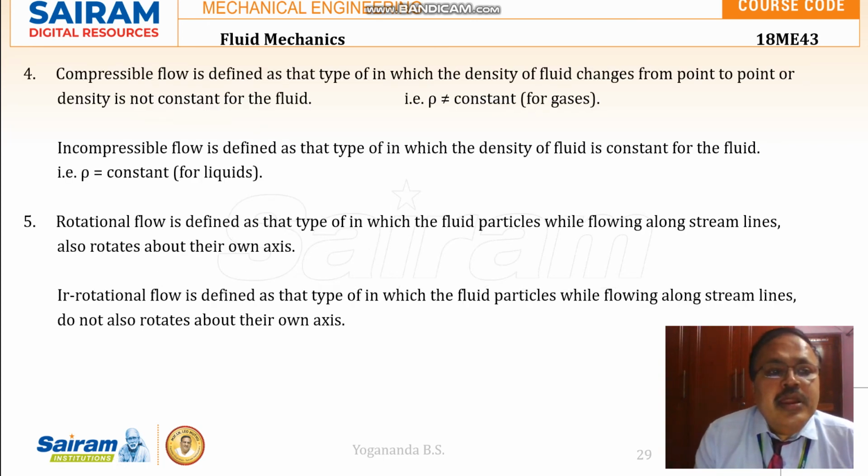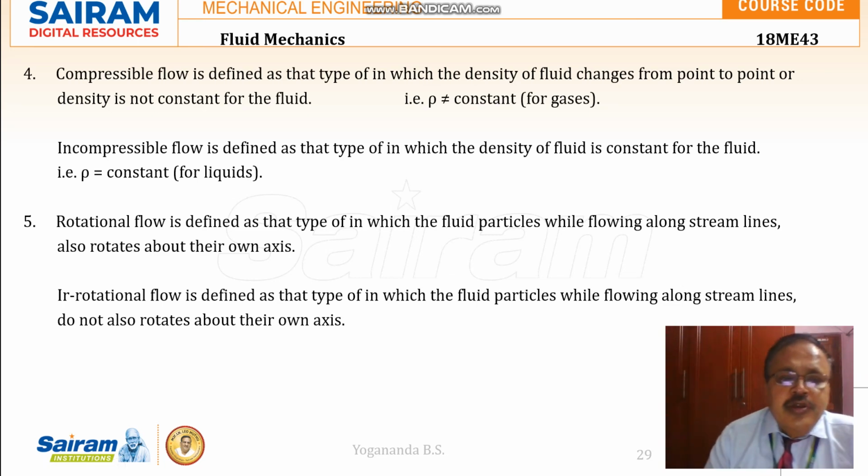Then compressible and incompressible flow. If the fluid can be compressed, that is the density of the fluid will be changing from one point to another point, so rho is not constant, that flow is called compressible flow. If the fluid cannot be compressed, that is the density of the fluid remains the same, or rho is constant, the flow is incompressible flow.